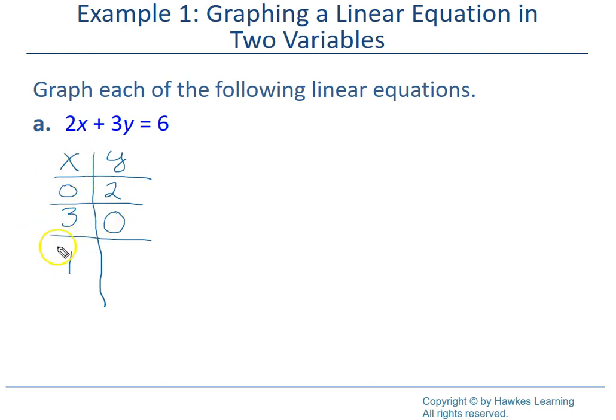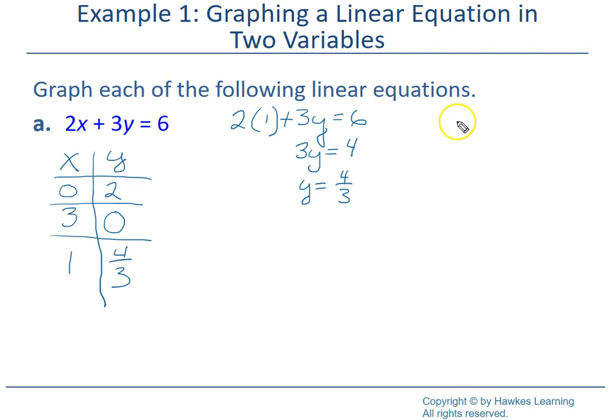Now if x is 1, getting an additional point, let's put a 1 there. So this would be 2 times 1 plus 3y equals 6. So this is a 2 that I'm going to bring to this side. And we get then 3y. And that would be 6 minus 2 is 4. We get y equals 4/3. So we have a fraction here.